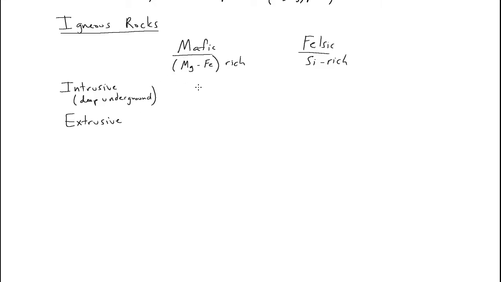And so the common name for a mafic intrusive rock is gabbro. For a felsic intrusive rock is granite. And then the extrusive equivalents are basalt and rhyolite. There's a bunch of other names, andesites and dacites, but this is the basics.